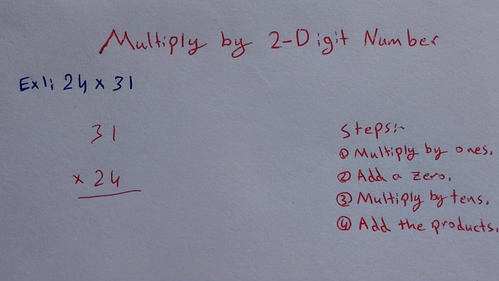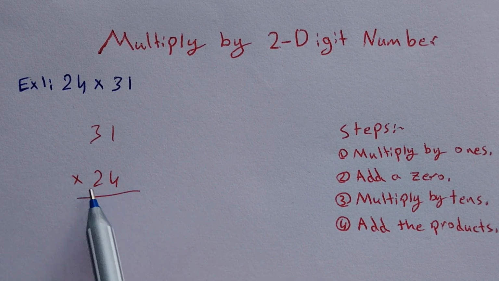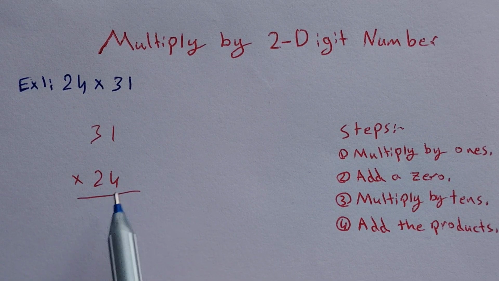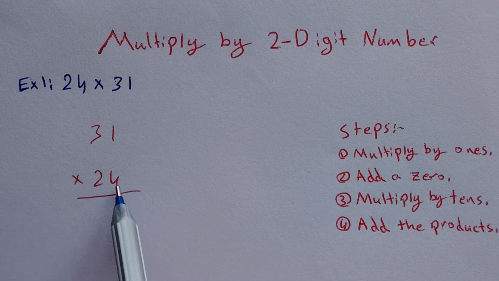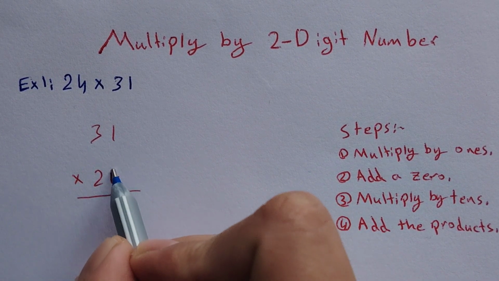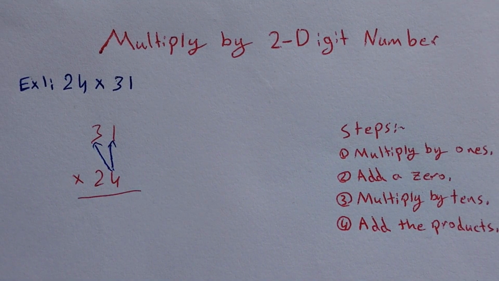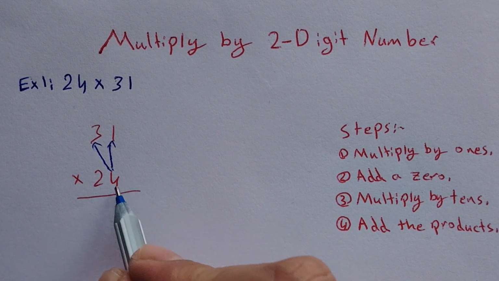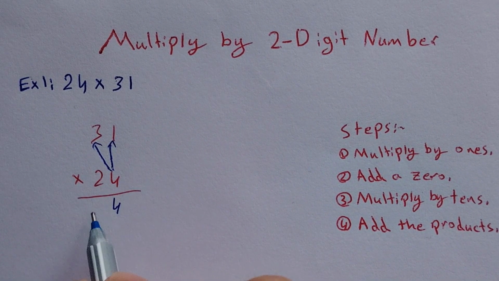First step, we will multiply by ones. Now, we will multiply what we have at the bottom. In the bottom, we have 24. The digit that's in the ones is 4. So we multiply the 4 to the 1 and to the 3. Let's do that first. It will be 4 times 1, which is 4. 4 times 3, which is 12.